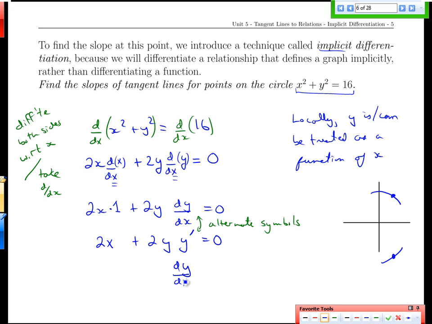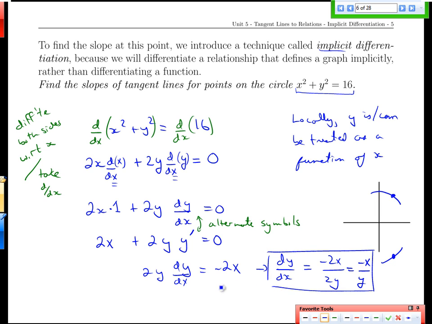I'll go back to that first equation. We're going to bring the 2x over. It becomes negative 2x. And then, last but not least, we can solve for dy dx, which will be minus 2x over 2y, or more simply, negative x over y. That would be the slope of tangents at any point on the circle.